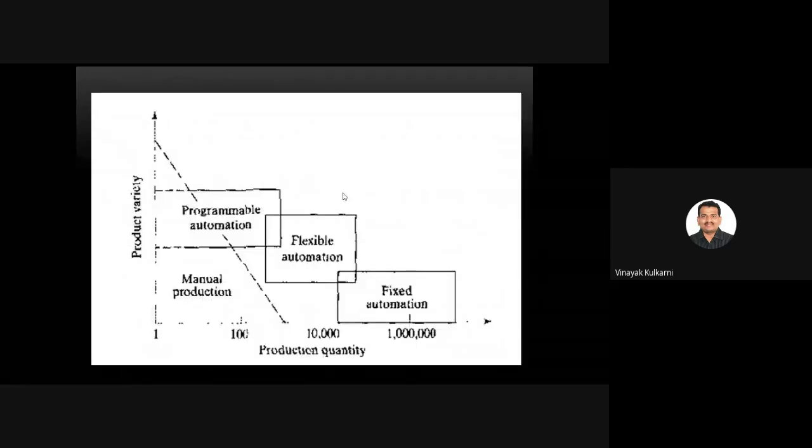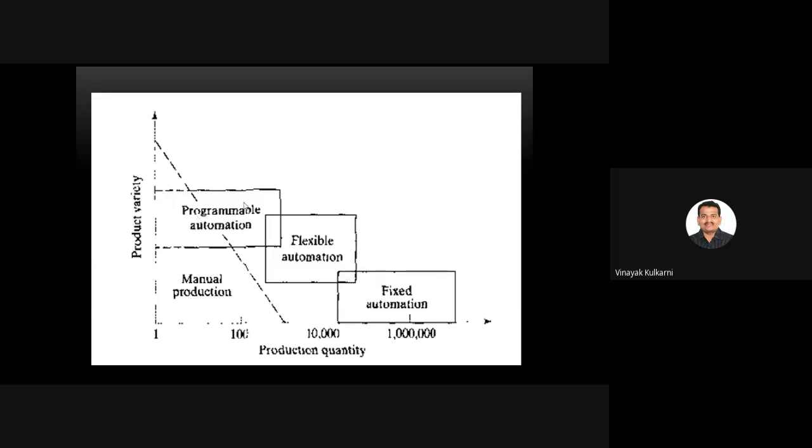Okay, so this is a graph. On the left-hand side, the y-axis is product variety, and the x-axis is production quantity. It is slightly not visible; the line is not visible because of the scan. Here there is programmable automation, which you can see. I have a box here. Then I have flexible automation at the center, and then fixed automation.